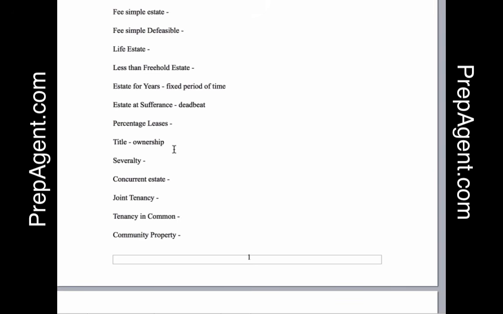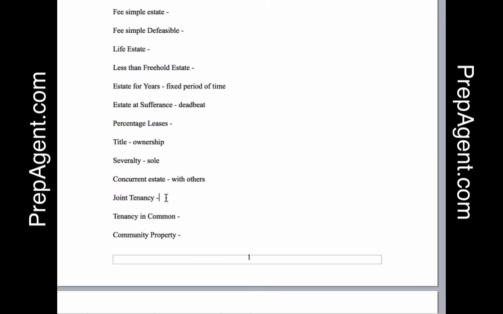Okay, so titles, ownership. Okay, so severalty. By yourself. Good. So that's somebody who owns property on their own. Concurrent estate then would be? With more than one person. Good. And I was going to say with others, but same. What you said would work just fine. Okay.